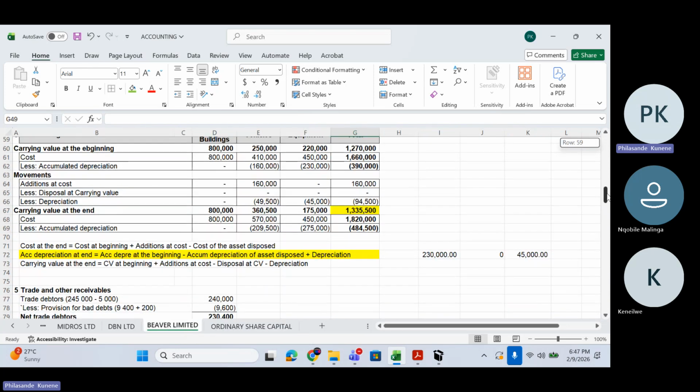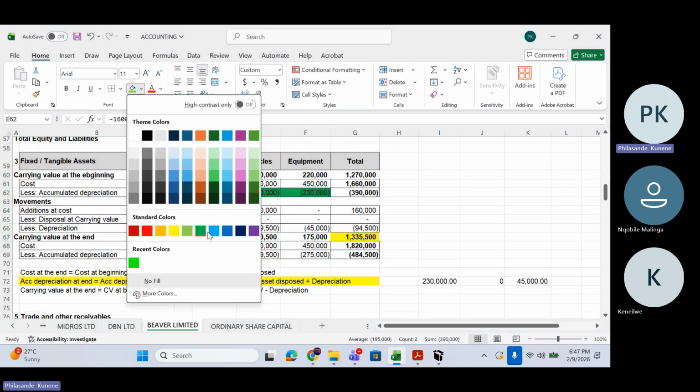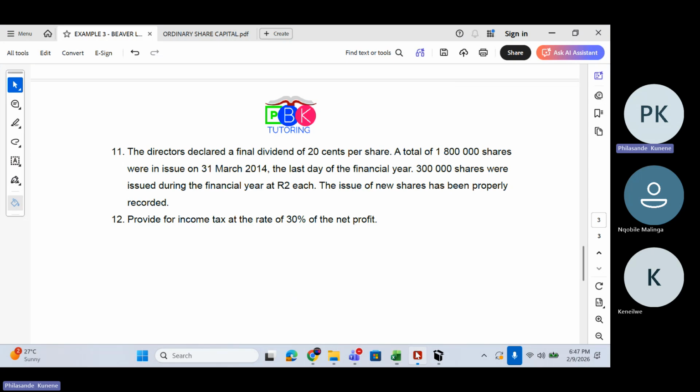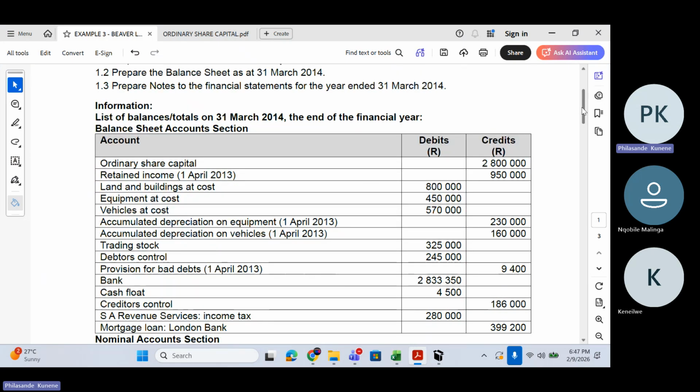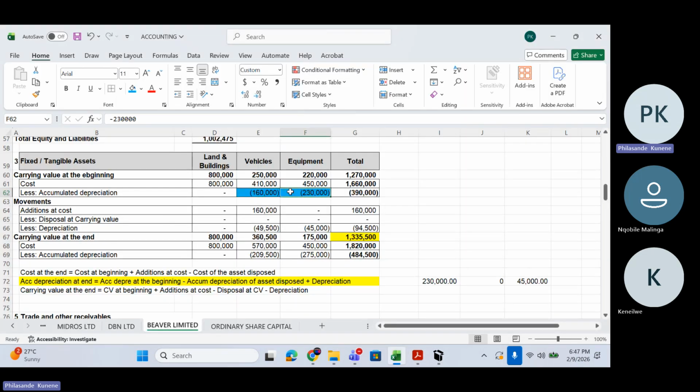On Friday when we did this note, we made a mistake here. I think we had 230 here, on both sides. We had 230 here, which was the accumulated depreciation of vehicles. We're not supposed to have that. I think we made a mistake when we were typing here. We said accumulated depreciation on vehicles, we took this 230, and again we took the 230 for equipment. There's a video that I loaded on TikTok. You must look at that video. We used the same figure here, which was just a mistake.